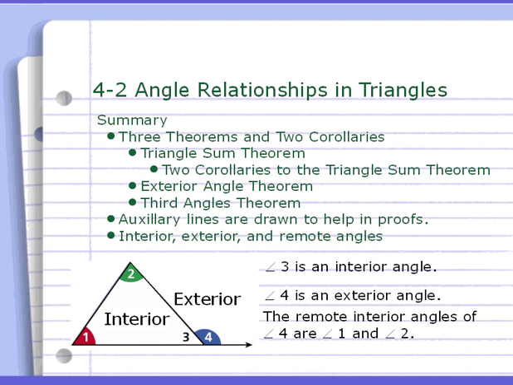All right, so to summarize, we had 3 theorems and 2 corollaries. The triangle sum theorem tells us the angles in a triangle add up to 180 degrees, and then 2 corollaries about right triangles are derived from triangle sum. The exterior angle theorem says the measures of the 2 remote interior angles are equal to the exterior angle. And the third angles theorem says if 2 angles in 2 triangles are congruent, then the third angle is also congruent. Auxiliary lines might be needed to help in proofs.